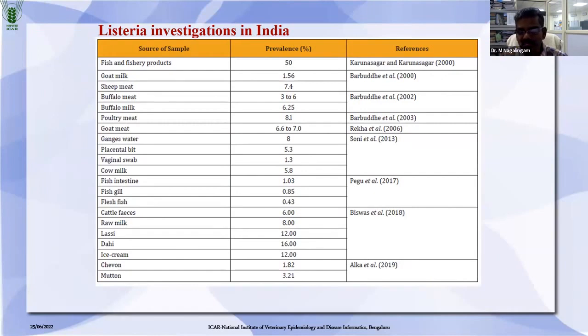In India, our Barbades sir also nicely highlighted the importance of listeriosis. Many workers have worked on Listeria in various products, like goat milk, sheep meat, and other animals. So this is a snapshot of that.